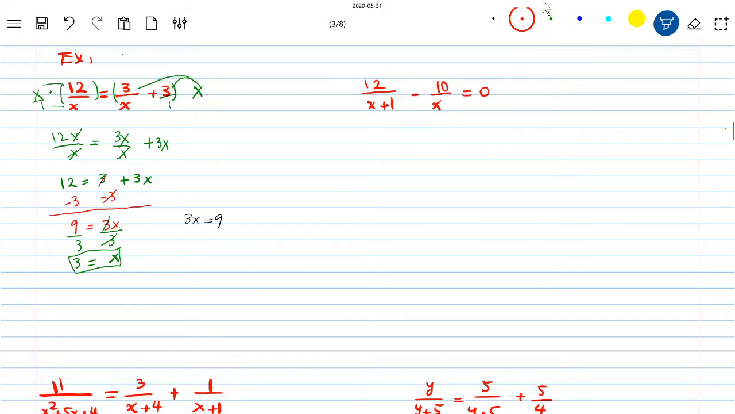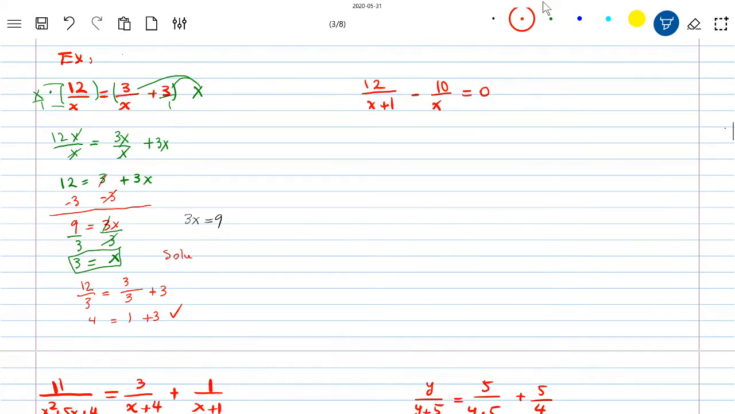So to check, I'm going to use red color. 12 divided by, instead of x, I'll replace 3, equals 3 divided by 3 plus 3. 12 divided by 3 is 4. 3 divided by 3 is 1, plus 3. Is that a true statement? Yes, it is. That means I can accept x equals 3. I can accept 3 as a solution.